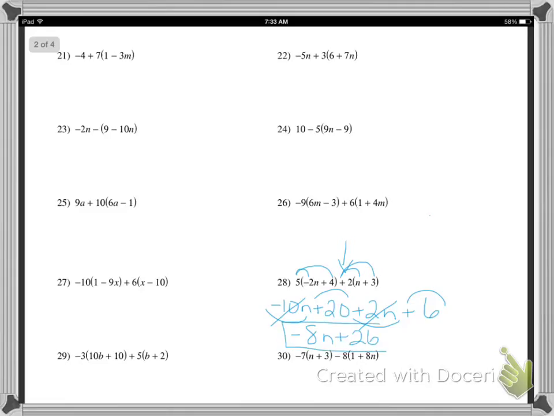Negative 8n plus 26. Again, I'm only putting lines through those, not because I'm canceling out like we do when we do the opposite operation. It's just I want to make sure I don't accidentally add the 6 and the 10 together because I've already done it. And they're not like terms. So just a little trick I use to keep from screwing up too many times.